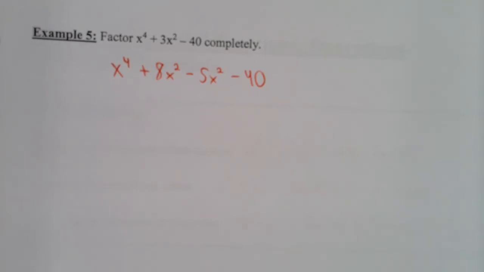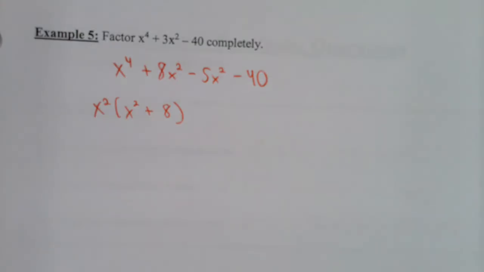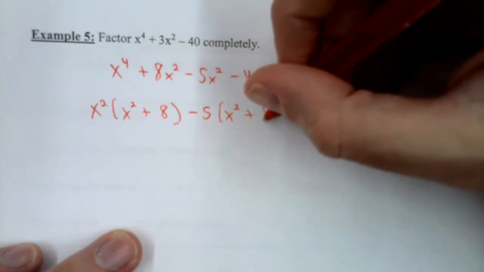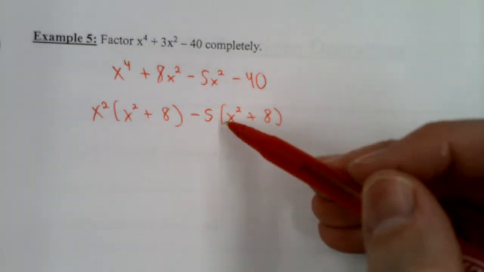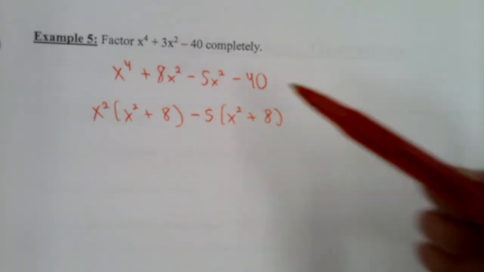I'll group the first two terms together, and I'll take out the GCF of x squared. So it leaves me with x squared plus 8 in parentheses. And I'll take out a negative 5 from the second group, which will leave me with x squared plus 8 in parentheses. Because negative 5 times x squared is negative 5x squared, and negative 5 times 8 is negative 40.